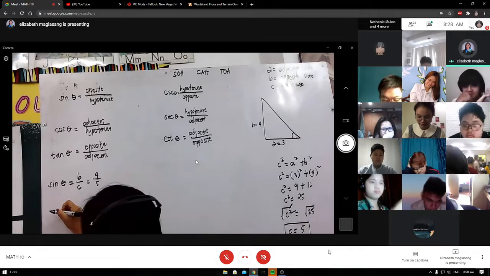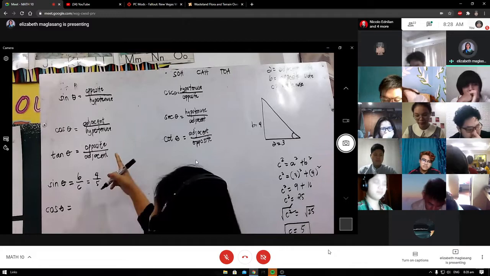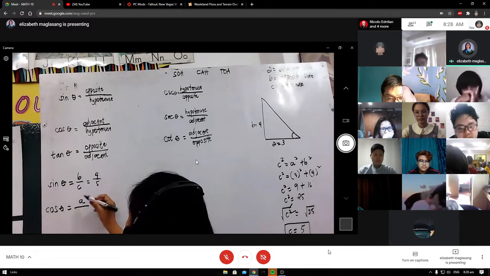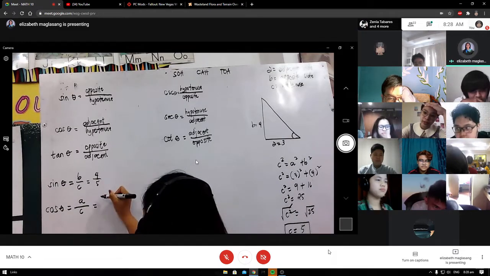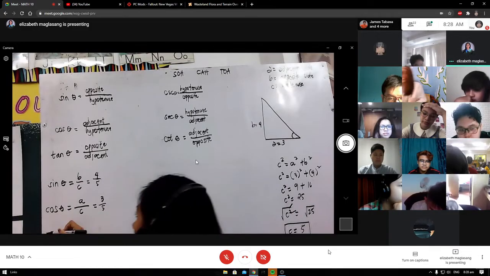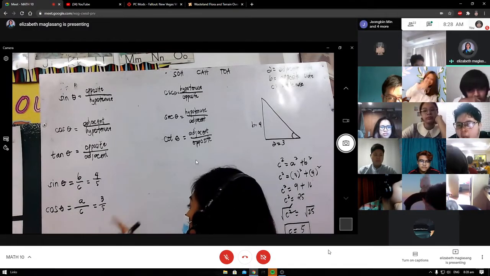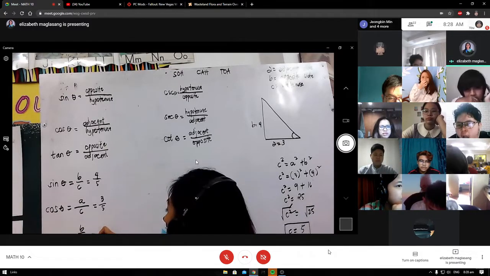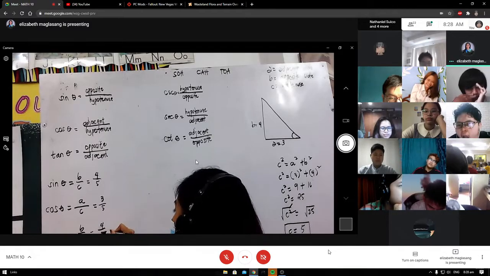Now we are going to solve the cosine theta. Cosine theta is A over C. What's the measurement of our A? A is 3, C is 5. Then tangent theta. The formula is B over A. So B is 4 and A is 3.